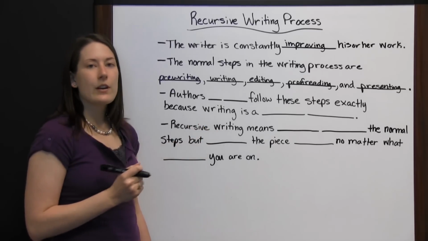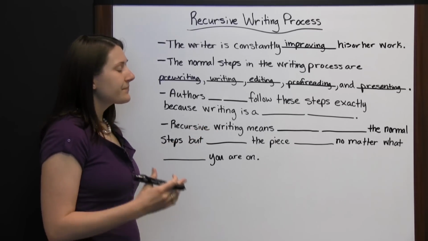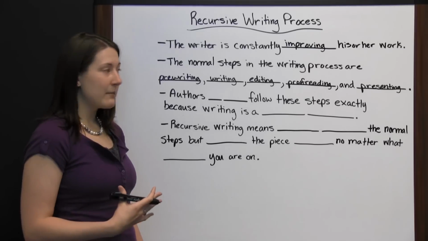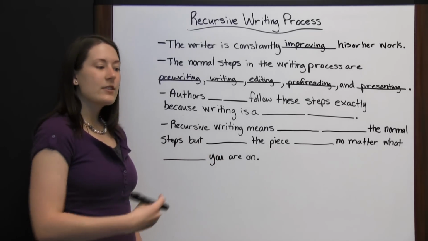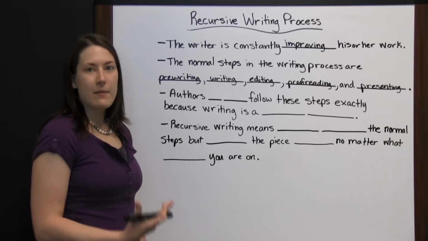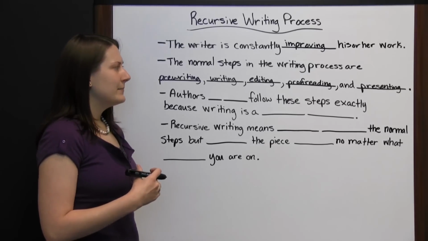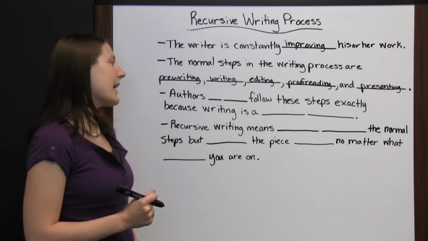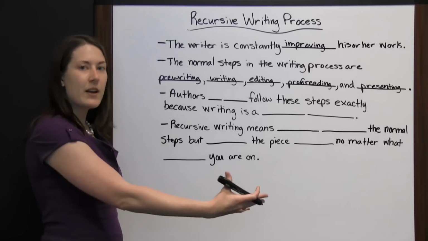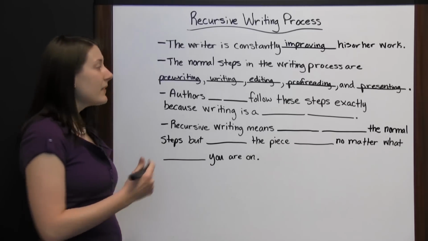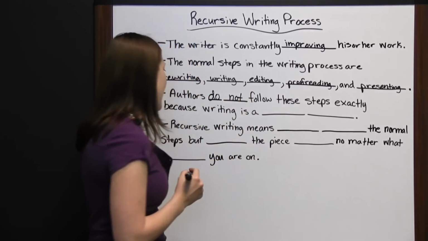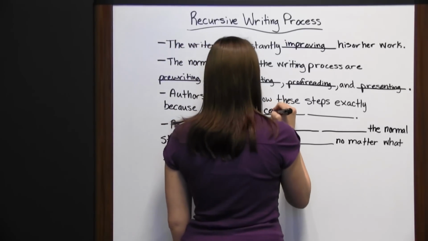In proofreading, you're looking for correct spelling, correct grammar, making sure that your sentences are punctuated correctly, you don't have any run-ons or fragments. And then presenting, again, is either saying, okay, I'm ready for you to read this, or reading it aloud, or if you wrote a play, having them act it out, or if you were writing a screenplay for a movie, having someone read that out. So the presentation stage is basically just saying, okay, what I wrote is complete, I'm ready for someone else to experience it. However, authors do not follow these steps exactly, because writing is a complex activity.